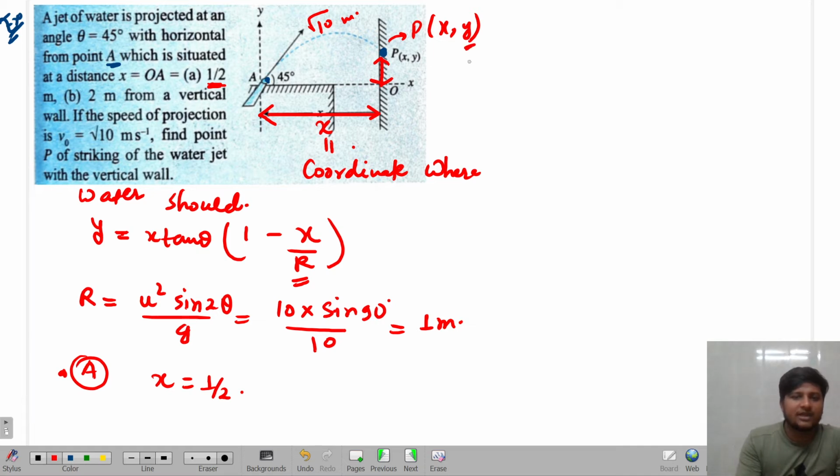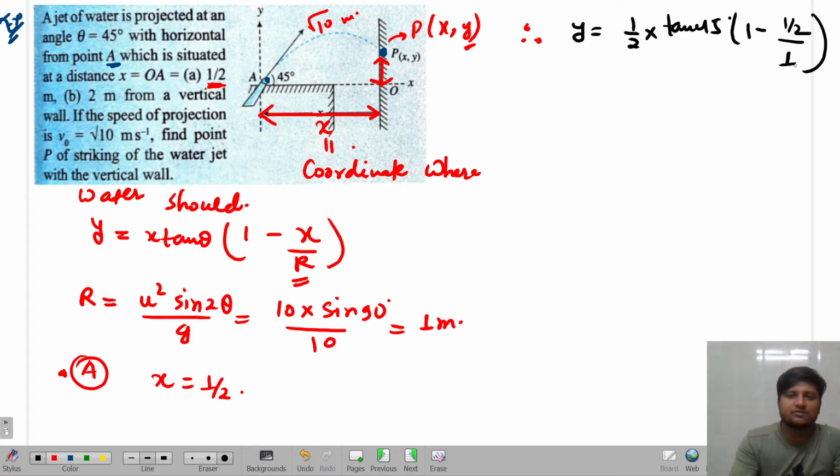First we need to get the y value, then we can know the point where this particular thing is going to hit. So I will apply the equation y = 1/2 into tan 45 minus 1 minus x, that is 1/2, range is how much? 1. So from here you will get 1/2 minus 1/2 squared, and this is 1/4 meter.